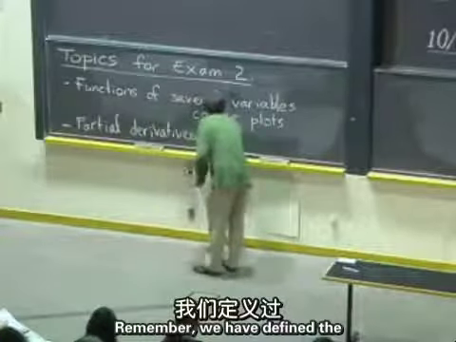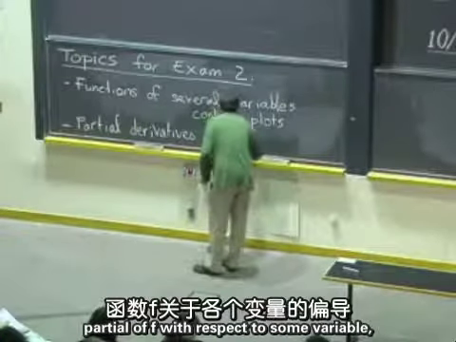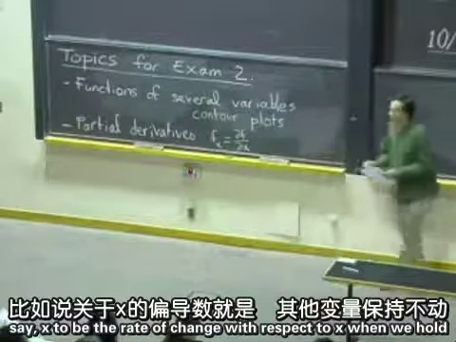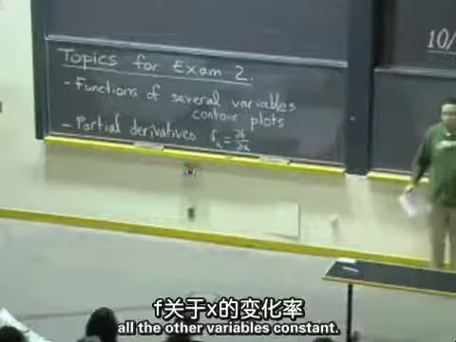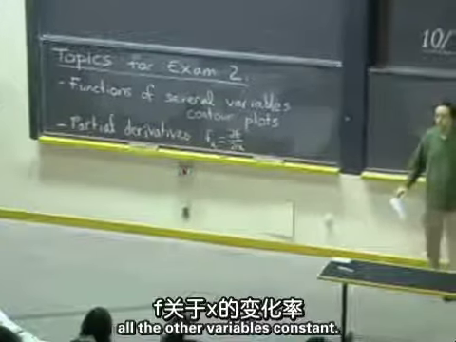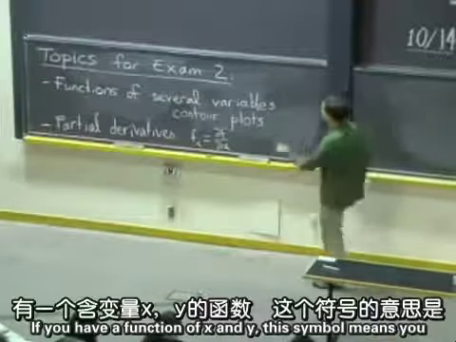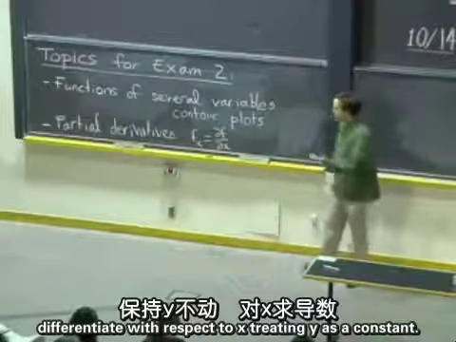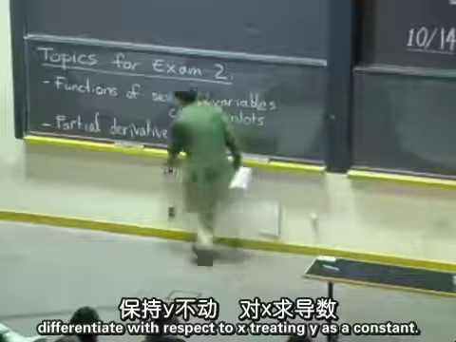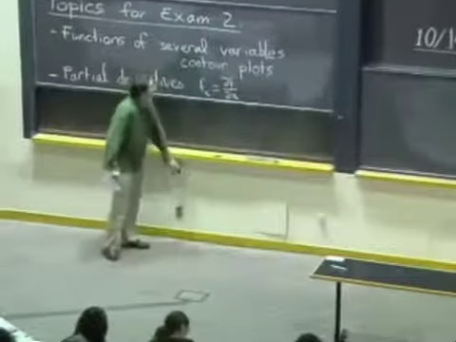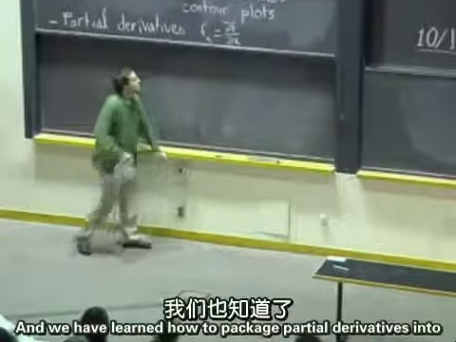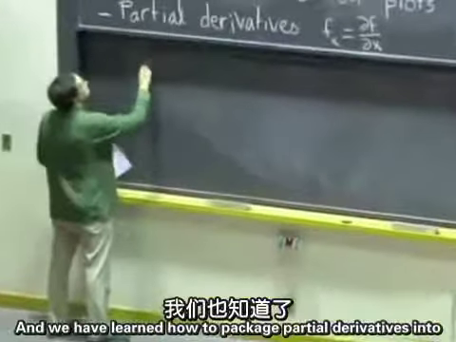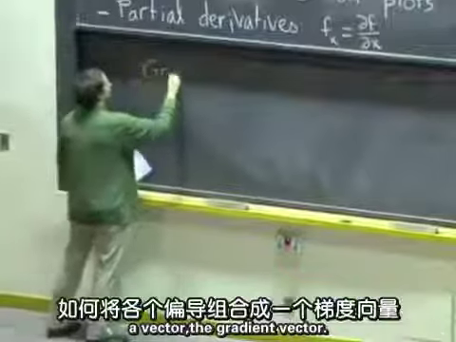So remember, we've defined the partial of f with respect to some variable, say x, to be the rate of change with respect to x when we hold all the other variables constant. So if you have a function of x and y, this symbol means you differentiate with respect to x, treating y as a constant. And we've learned how to package partial derivatives into a vector, the gradient vector.